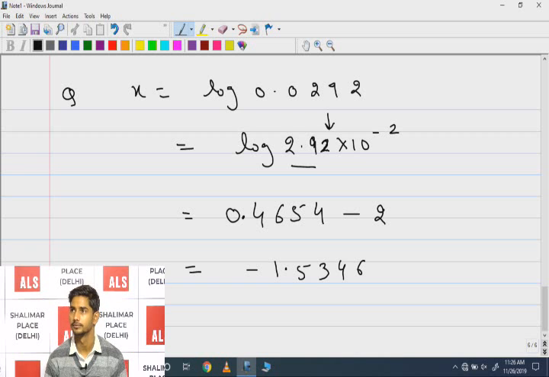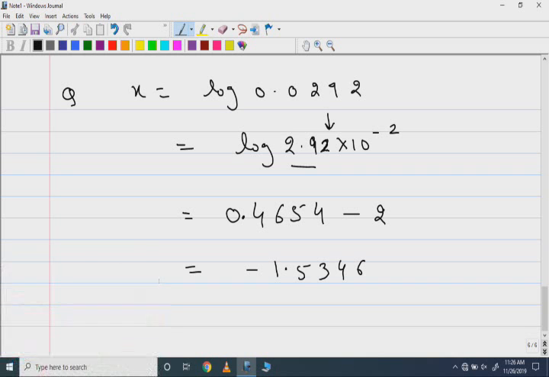Balajit, are you solving this? Okay. So this is how you can check out the values of the log. So I hope everyone has got this.